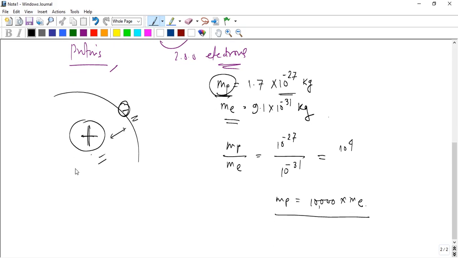So why the nucleus? If a nucleus loses an electron, it gains positive charge, and for the electron that goes away, there is a negative charge. Okay, one is a positive charge and one is a negative charge.